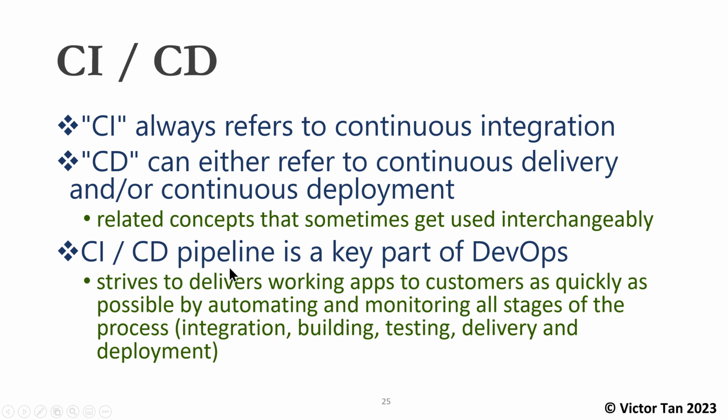And the CI/CD pipeline, as I said, is a key part of DevOps. The idea is to get working apps to customers as quickly as possible. And again, the keyword is automation. Every single stage is automated. You click on your button on your IDE, 5 minutes later, your app is available for your customer to access, because everything is automated all the way to the production server. So integration, building, testing, delivery, deployment, everything is fully automated. That is the end goal of CI/CD.